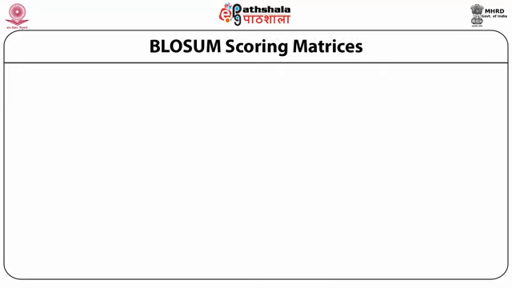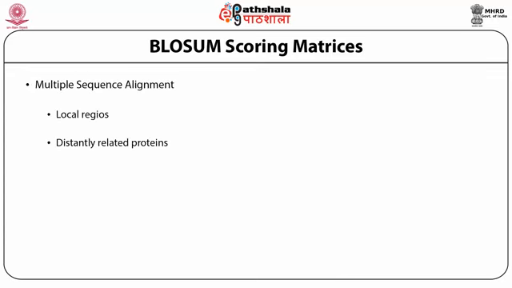Henikoff and Henikoff developed BLOSUM family of scoring matrices from about 2000 blocks of aligned sequence segments characterizing more than 500 groups of related proteins. They used multiple sequence alignments of local regions in distantly related proteins and identified conserved regions without gaps. Identified conserved regions formed the blocks database. This database serves as the source of the data for all BLOSUM matrices.